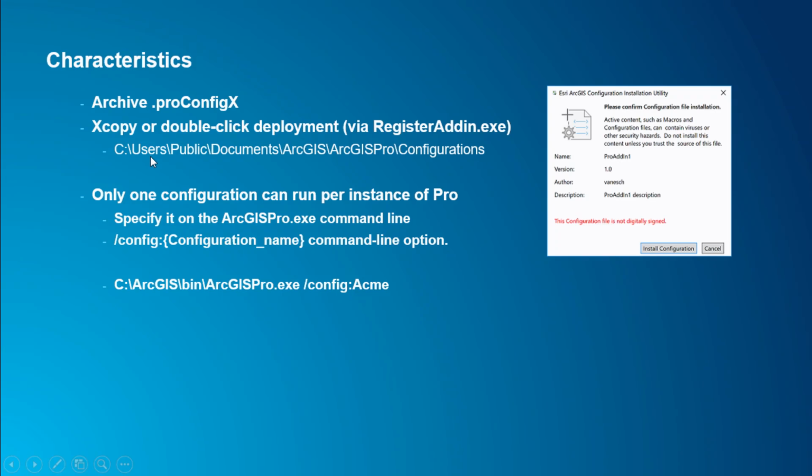They are deployed to the C users public documents folder as opposed to the individual user's folder. You can have multiple configurations installed on a machine, but only one configuration can be run per Pro instance, so it is a singleton in that regard. The way you specify which configuration you want to run is through a command line argument, /config with that colon, and then the name of the particular configuration. Now let's just go to Visual Studio and take a look at that.